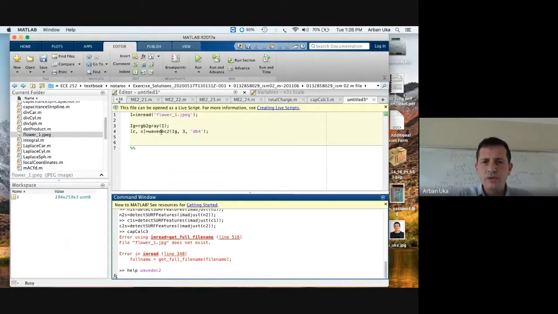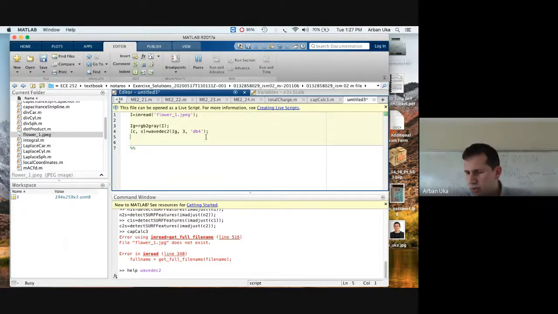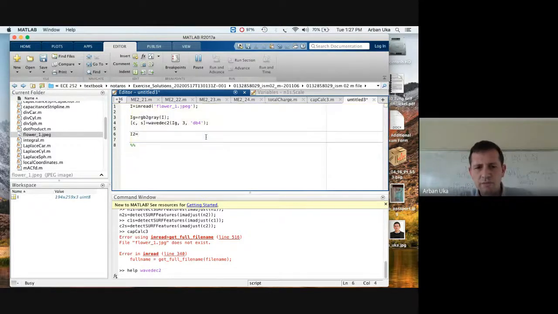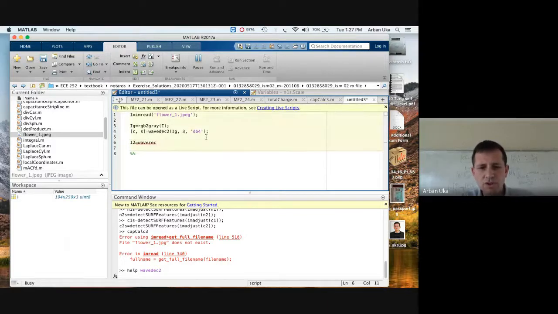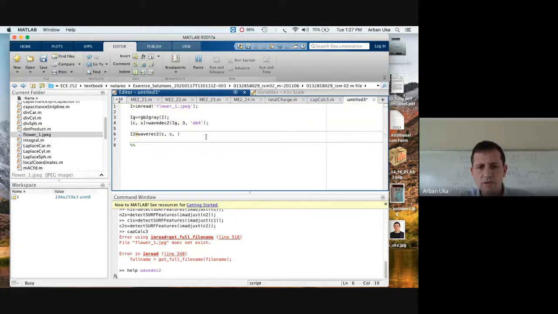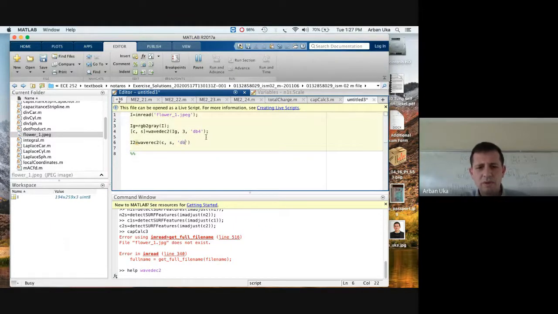So once we decompose this image into these coefficients by using the wavelet decomposition, we can use specific levels of this decomposition to reconstruct the image back. So, for example, if this is the decomposition, we can generate another image I2, which can be written as waverec2, using the coefficients C and S that we found above, using the Daubechies 4 wavelet, the image.